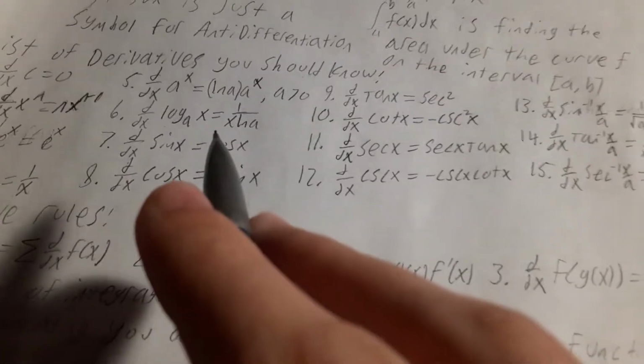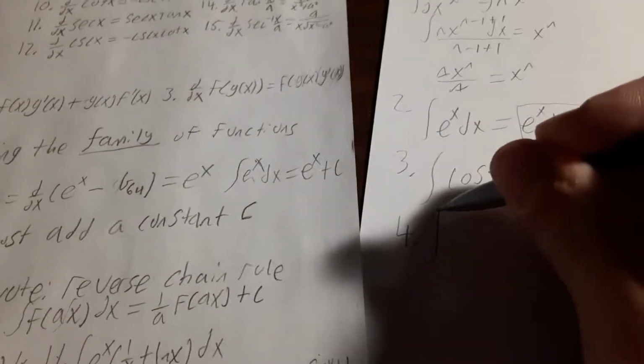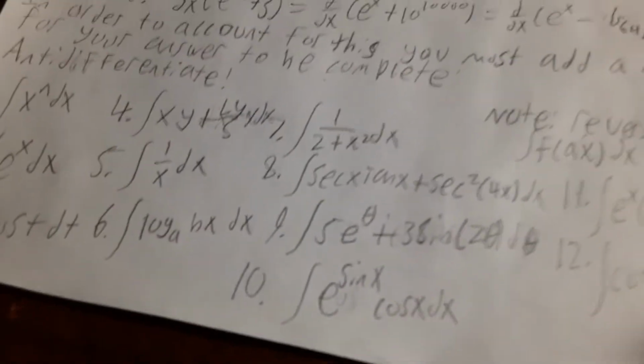We just find the antiderivative. So right now, we know that the derivative of sine x is cosine x. So that means the antiderivative of cosine x is sine x plus c. Next one, 4. Integral of 1 over x dx.